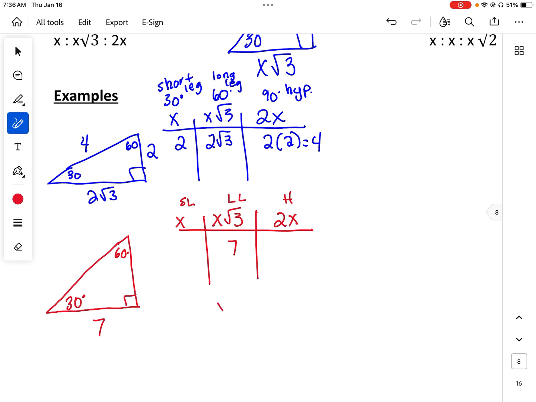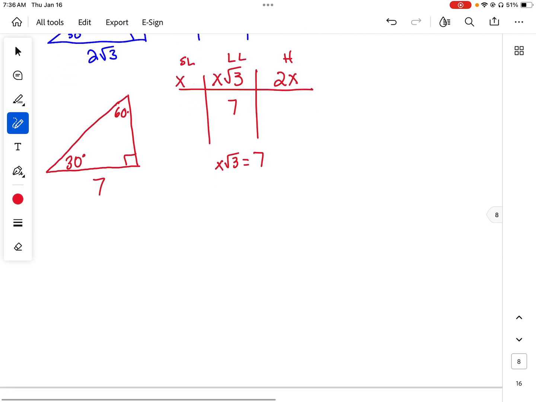In order to find the rest of them, we will use what we know about the long leg. Long leg is x square root of 3, and it equals 7. So we're going to solve for x. We divide by square root of 3, divide by square root of 3. We have to rationalize the denominator because you can't leave a radical in the denominator. So multiply by square root of 3 over square root of 3. Then x equals 7 square root of 3 over 3. So that goes in the short side.